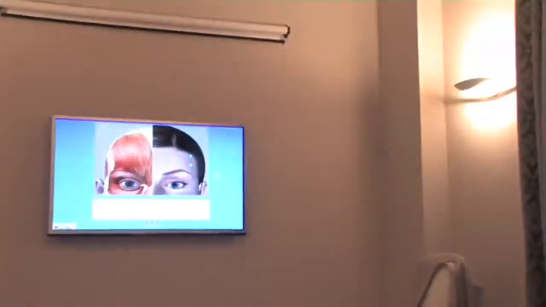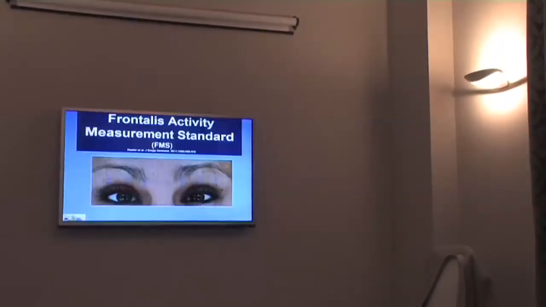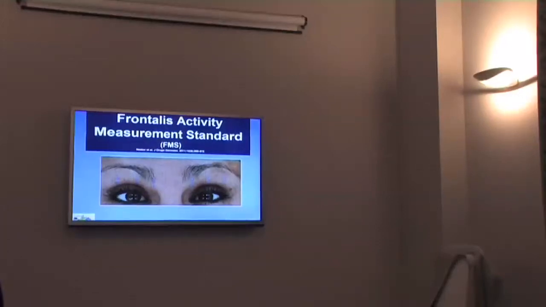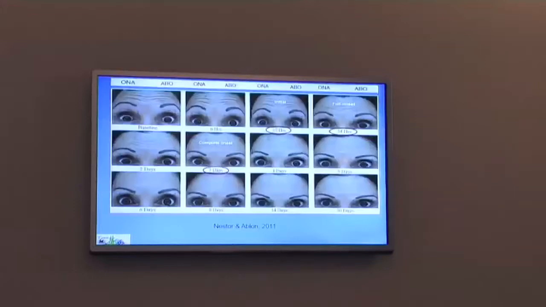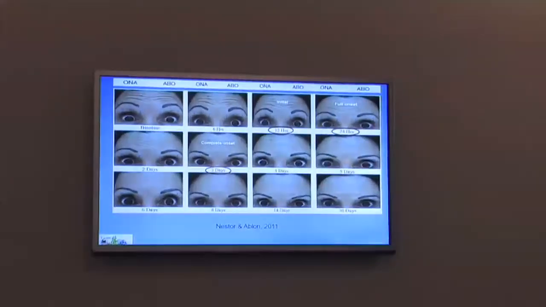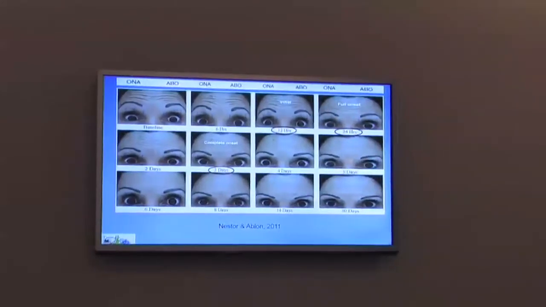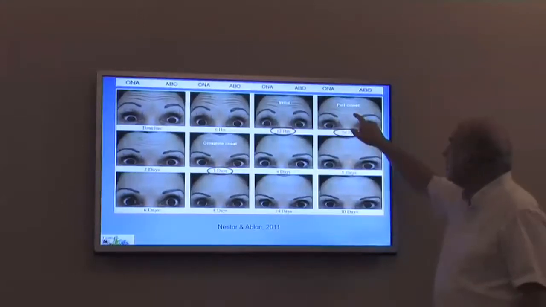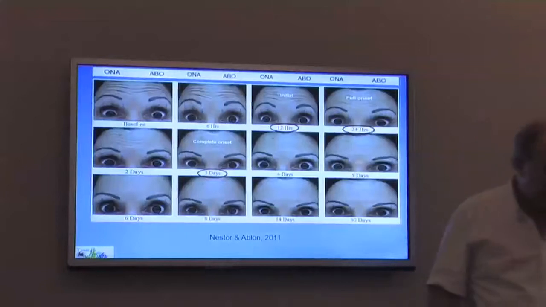This is what they used. This was their injection pattern. 2.5 units of Dysport to 1 of Botox. This is what they measured, so very quantitative measurement of the position of the eyebrow. Some pictures for you to show what they found. And you can see here the different grades. Initial onset, full onset, and then complete onset. They made different time points for their measurements.